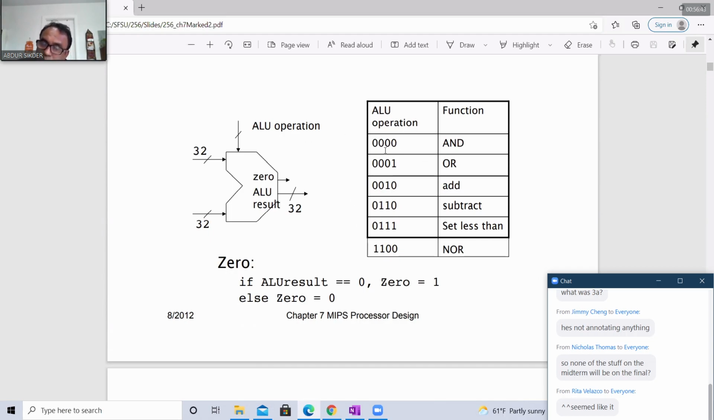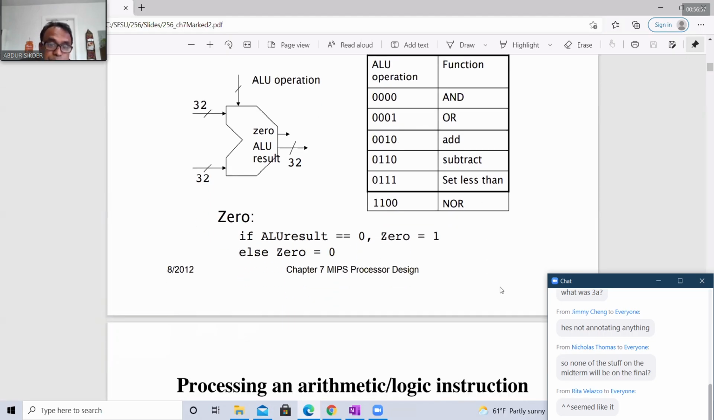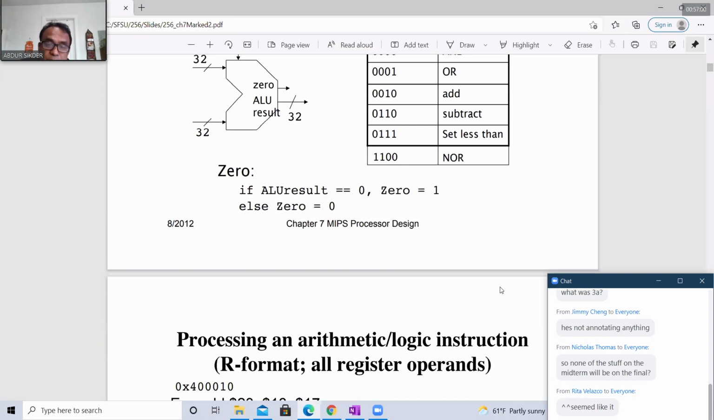This is different. You see, 0000 is AND and 0001 is OR. 0010 is ADD. 0110 is subtract. 0111 is set less than. 1100 is NOR. So zero equals 1 if the ALU result is equal to 0, else zero equals 0.